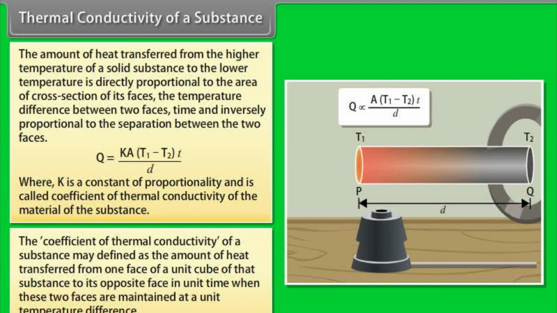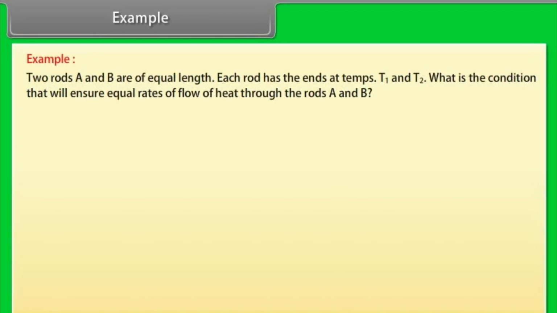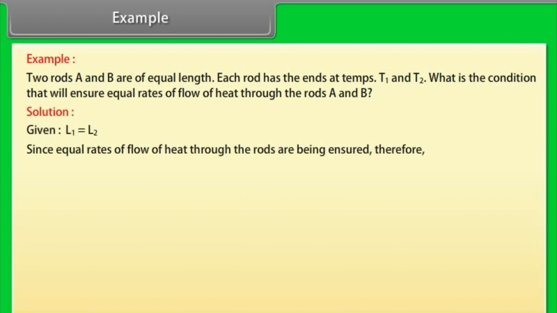Example. Let us take an example of thermal conductivity. Two rods A and B are of equal length. Each rod has the ends at temperature T1 and T2. What is the condition that will ensure equal rates of flow of heat through the rods A and B? Let's see the solution. Given L1 is equal to L2. Since equal rates of flow of heat through the rods are being ensured, therefore delta Q1 upon delta t is equal to delta Q2 upon delta t.